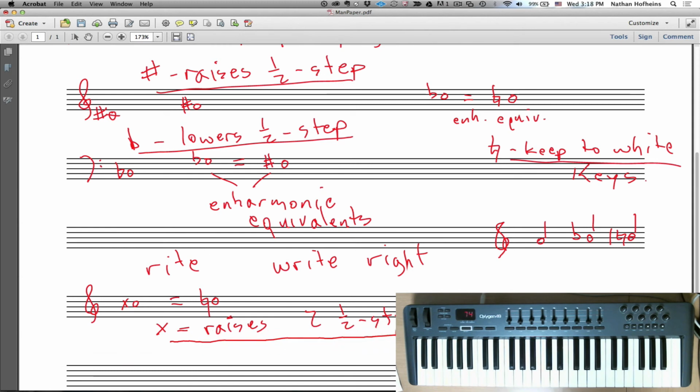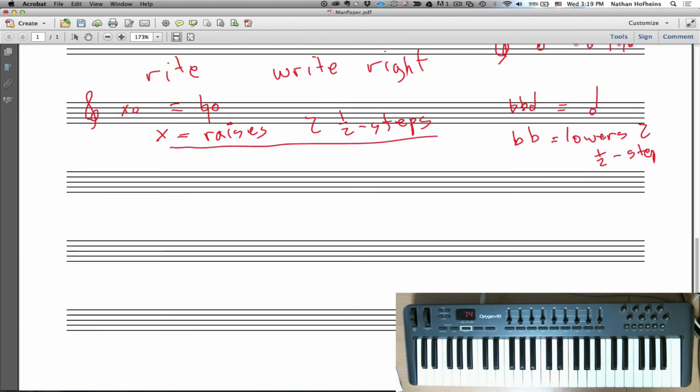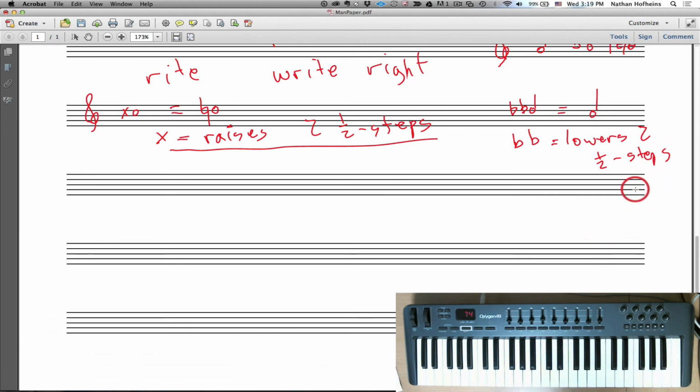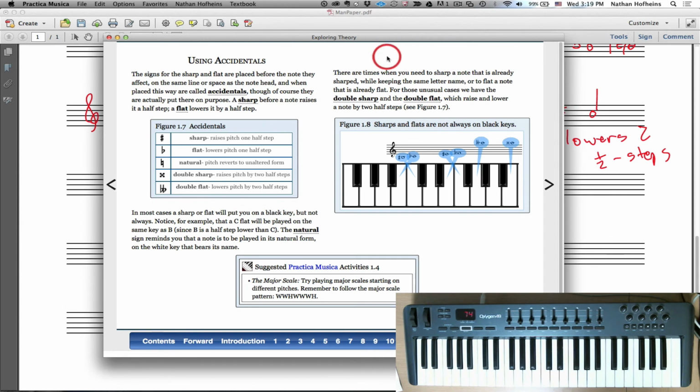Okay? And then you can have a double flat too. So if I went to a D and called that a double flat, that equals a C. Right? B, down a half step, down another half step. A double flat lowers 2 1/2 steps. Okay, so that's our accidentals. We call them accidentals. Not sure why we call them accidentals, actually. I just always have.